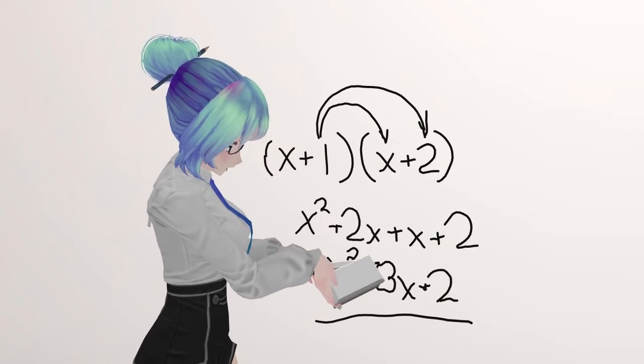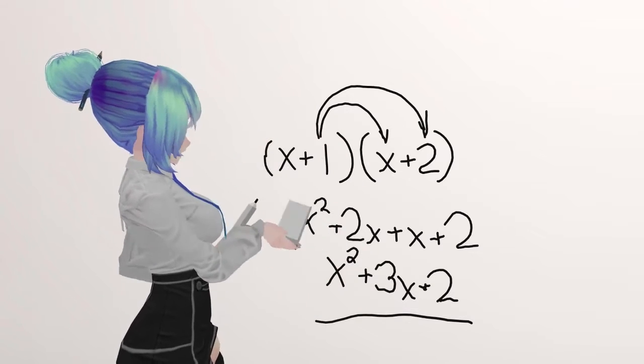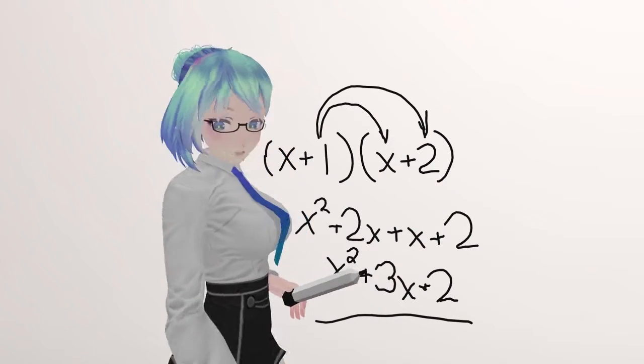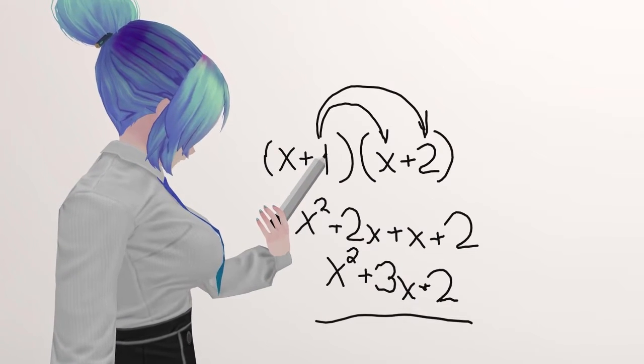Okay? This is the answer. X squared plus 3X plus 2 is what you get when you multiply the quantity of X plus 1 to the quantity of X plus 2. Okay? That is the absolute basics of what happened.